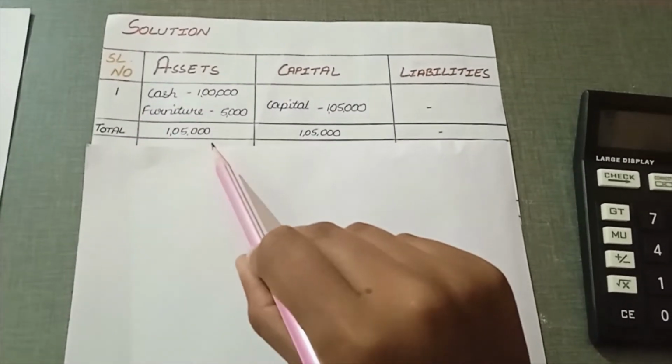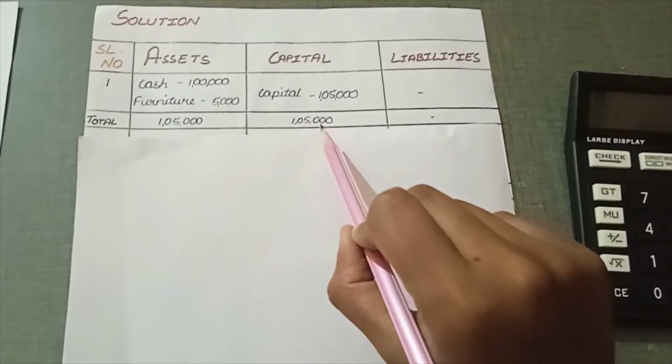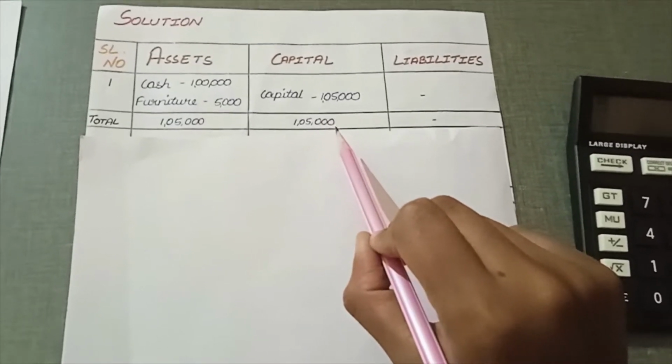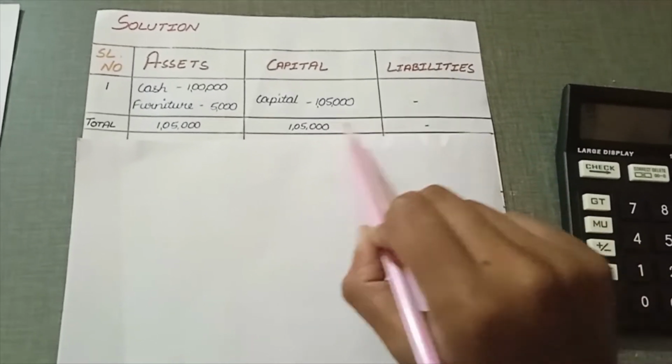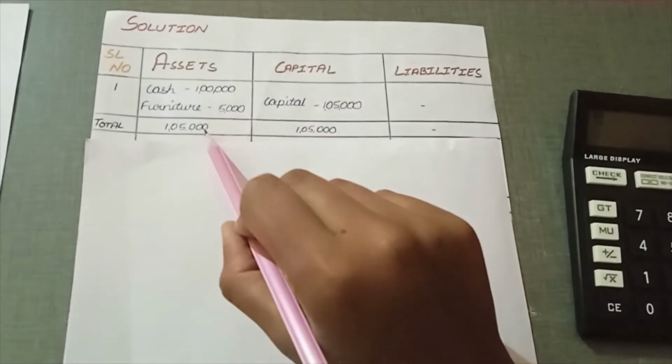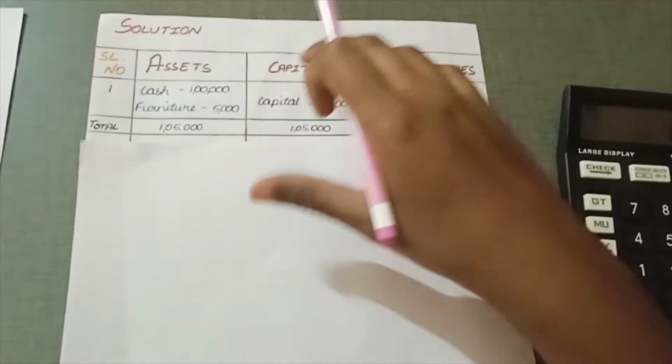Total is 1 lakh 5,000. Then this side also capital is 1 lakh 5,000. This is 0. If we add both, we would be getting 1 lakh 5,000.